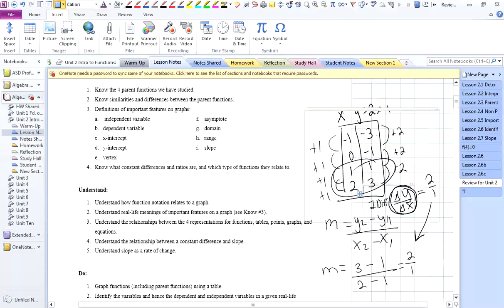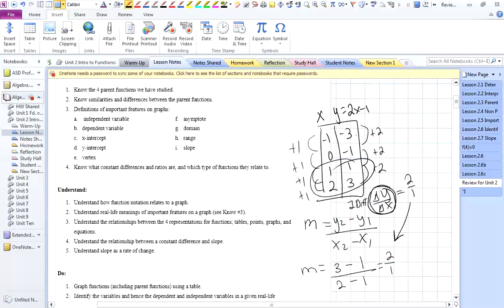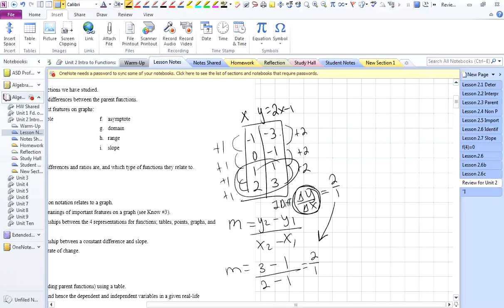So what if x is going up by a different number every single time? Okay, so let's say we skip some numbers. Let's say I had a table, and I skipped some numbers. So I have -3 and -3. I have 0 and -1. And let's say I skip to like 5. If I plug in 5, 5 times 2 is 10 minus 1, so that's 9. Okay, so let's look at the difference ratios between these.